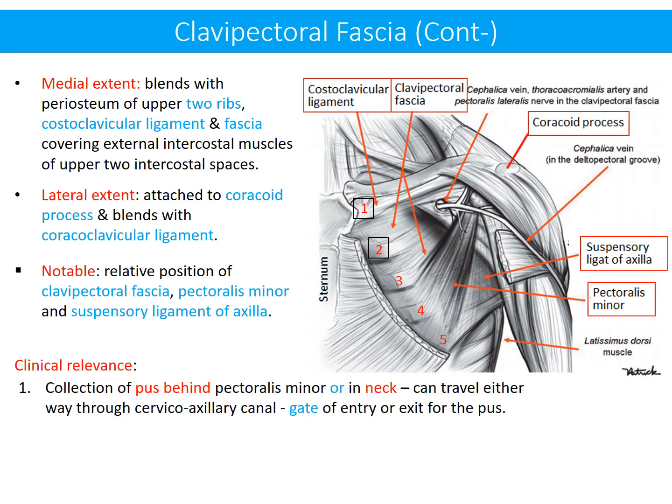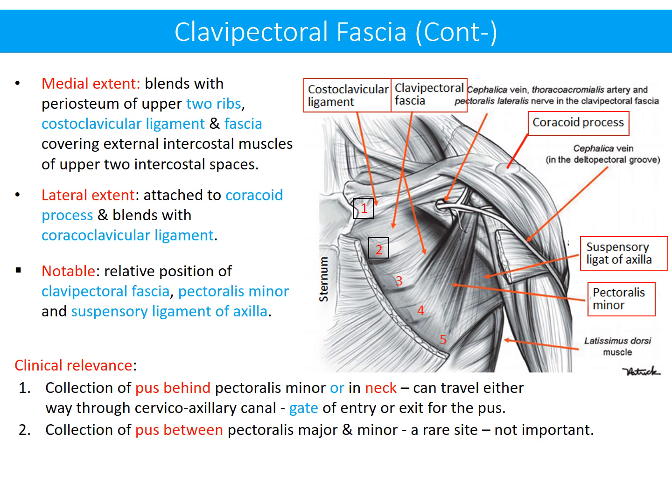As regards the clinical relevance of the clavipectoral fascia, a collection of pus behind the pectoralis minor or in the neck can travel either way through the cervicoaxillary canal. Hence, this canal is considered to be the gate of entry or exit for the pus. Sometimes a collection of pus between pectoralis major and minor does occur, but it is very rare, hence is not important.